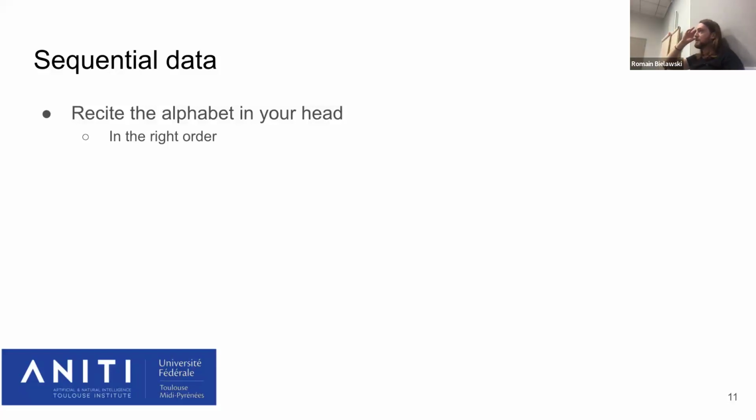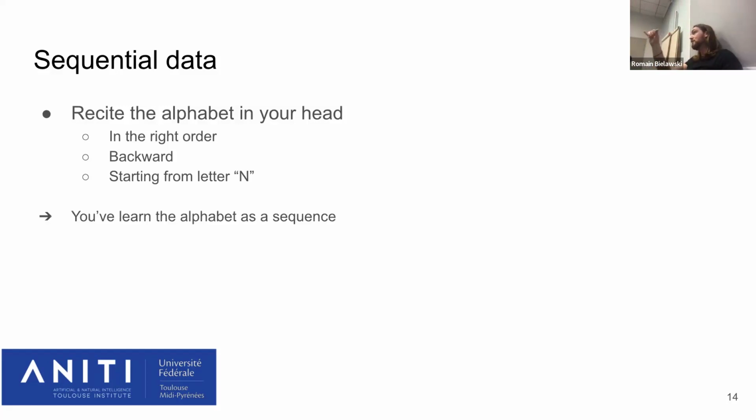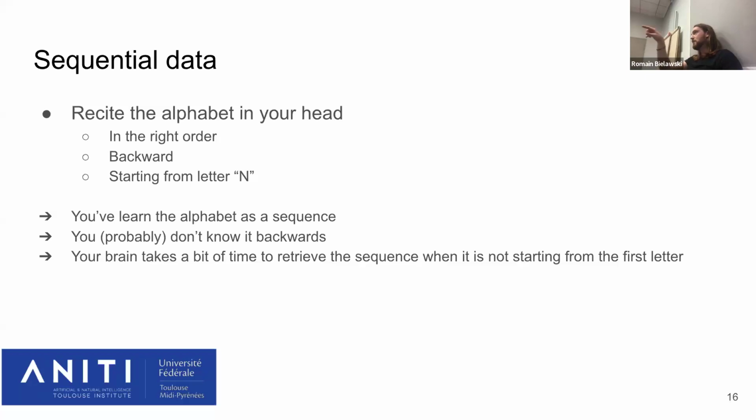And so what is sequential data? If you recite the alphabet in your head in the right order, that's going to be easy for you, right? If you recite it backward, it's going to be way more difficult. And if you start from the letter N, you're going to have a bit of difficulty maybe in the beginning, but then you're going to be fine. And so it means that you have learned the alphabet as a sequence. You probably don't read backwards, and your brain takes a bit of time to retrieve the sequence when it's not starting from the right letter.